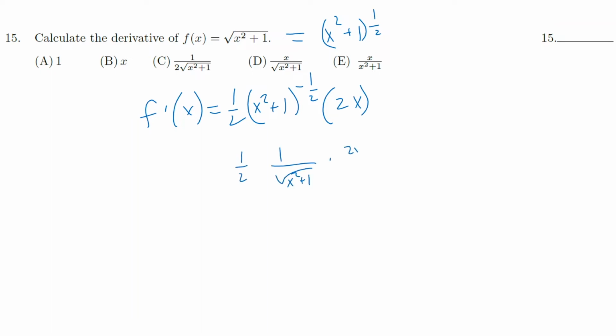I'm just simplifying immediately. 2x over 1. We can cancel the 2. We got x over the square root of x squared plus 1, which is D. All right, we're almost done with half the test.